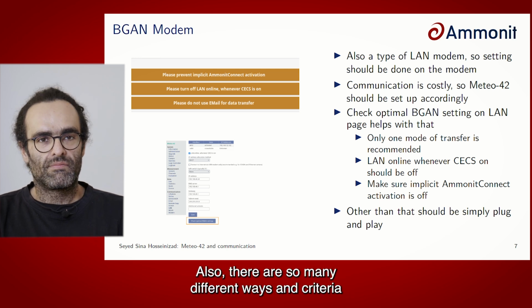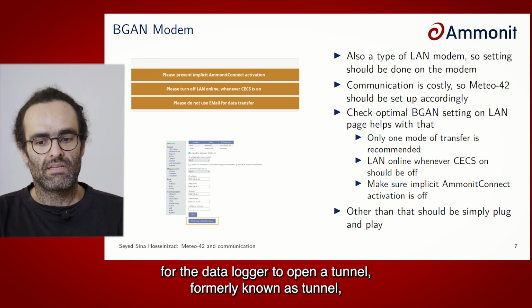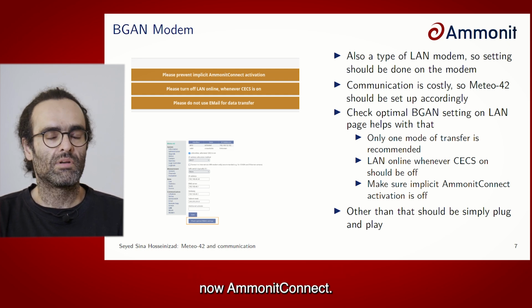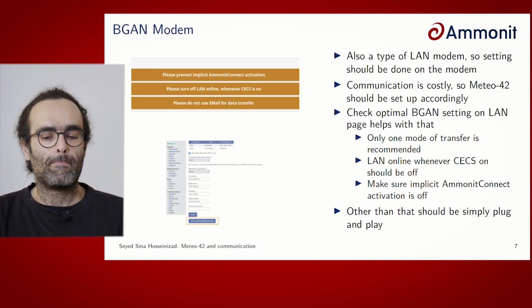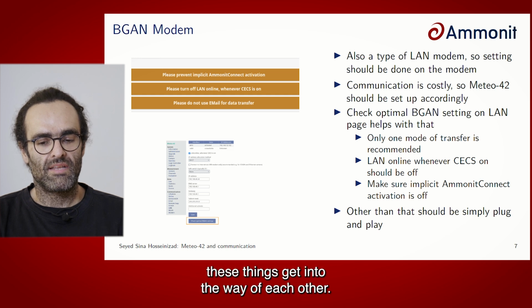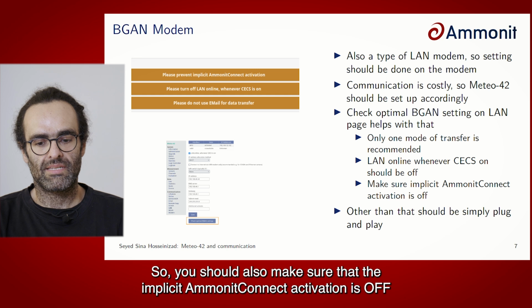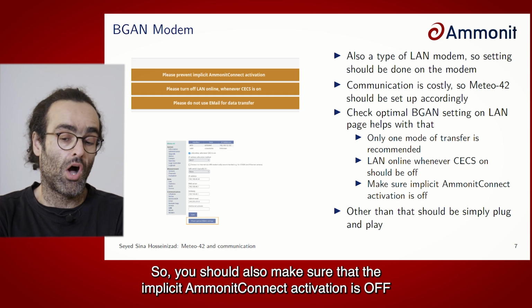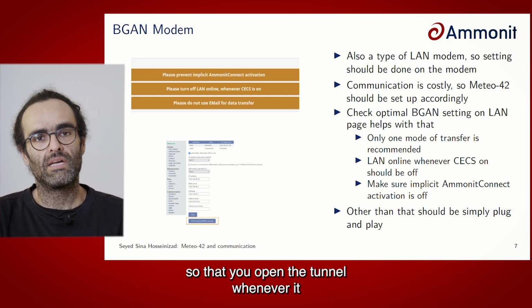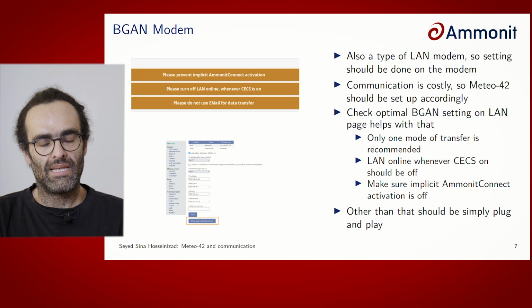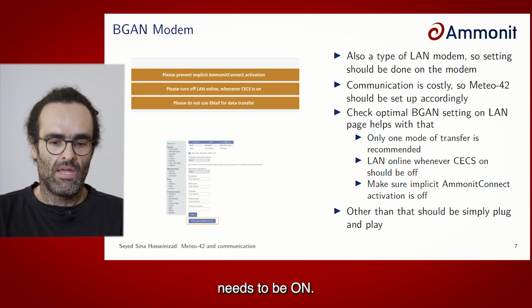Also, there are so many different ways and criteria for the data logger to open a tunnel, formerly known as Tunnel, now OmniConnect. And sometimes these things get in the way of each other. So you should also make sure that the implicit OmniConnect activation is off, so that you open the tunnel whenever it needs to be on.